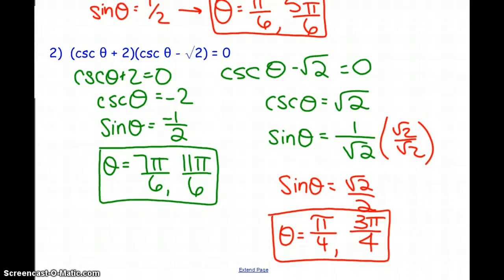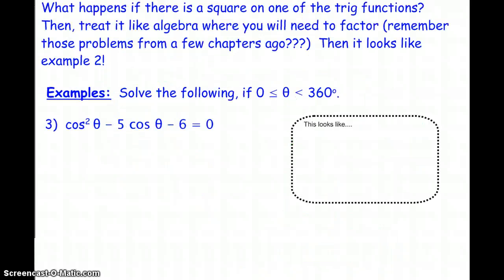Okay, go ahead and look at the next example. I'm going to go ahead and move on. What happens if there is a square on one of the trig functions? So now you're going to actually have to start by factoring. So we've got cosine squared minus 5 cosine minus 6 equals 0. I can't get cosine by itself like we did yesterday, so now I have to go ahead and factor.